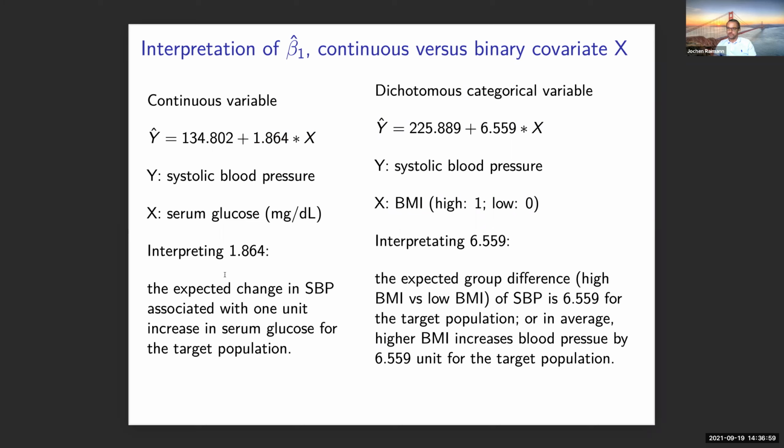So continuous variable. This is how you essentially quantify your y hat. And this is beta 0, this is beta 1. Good. Now, dichotomous variable. How are we going to do this now?